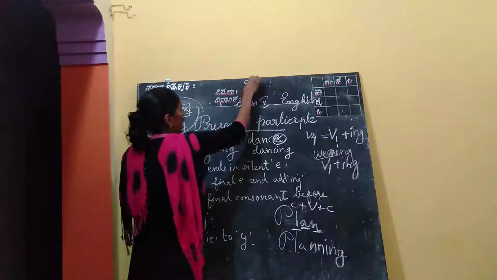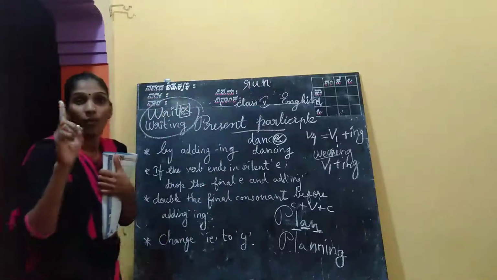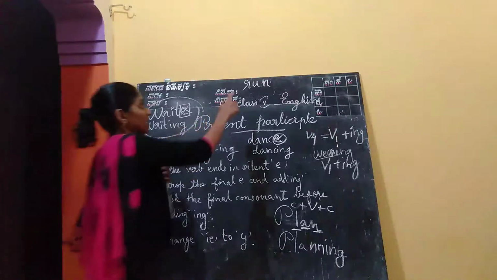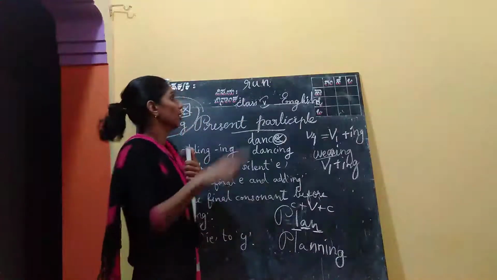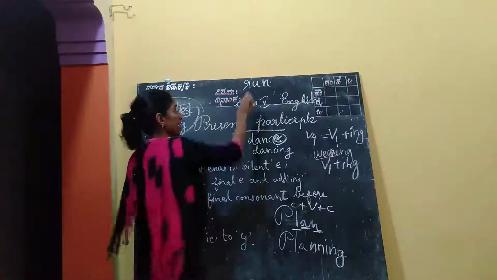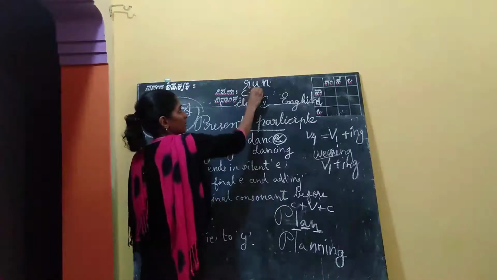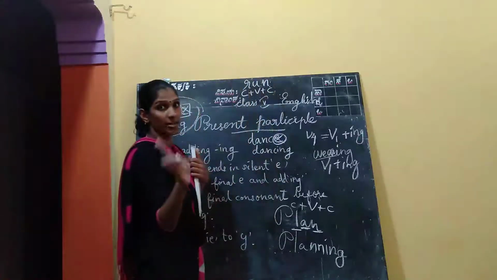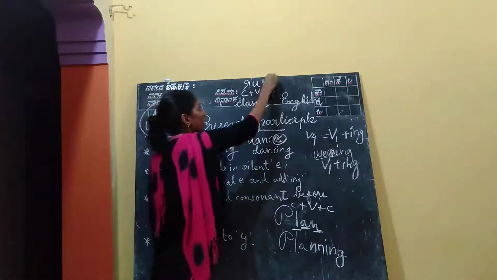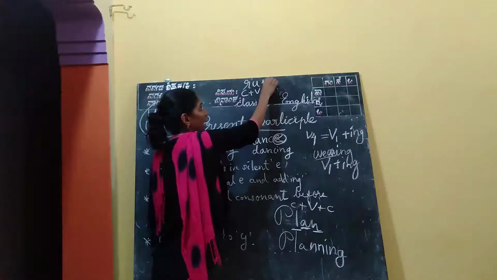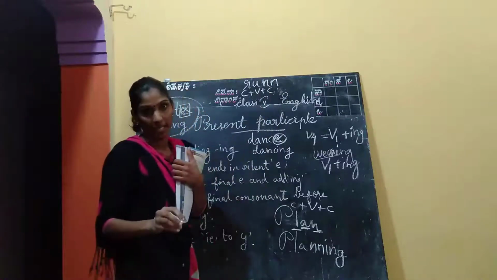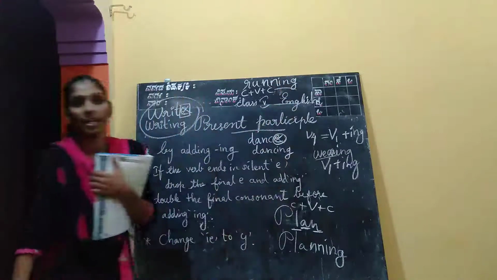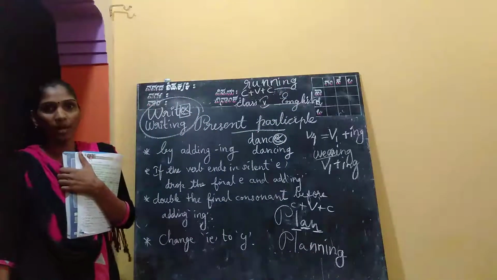Run, R-U-N, run. Only one vowel is there. U, run, the sound is there. Here U is pronounced like okay. One vowel sound is there. Here also consonant plus vowel plus consonant is there, right? We have to double the last consonant, the final consonant. Again we have to write one more N, right? Run, running. Then we add ing. Hope you understand.